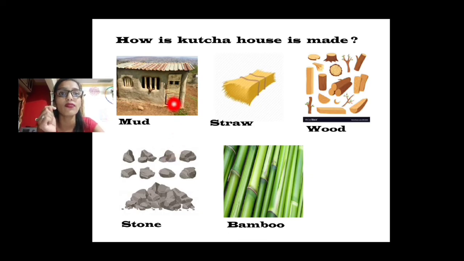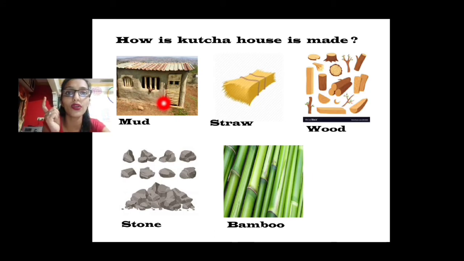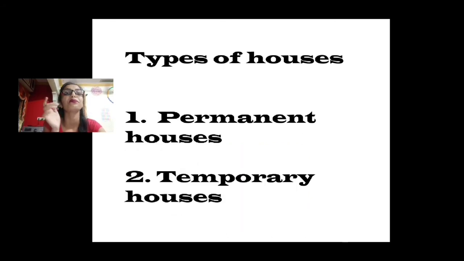Let's see. First one is mud, second is straw, third is wood, fourth is stone, and fifth is bamboo. These are used for making Kacha houses. Once more, repeat behind me: mud, straw, wood, stone and bamboo are the things required for making Kacha houses.